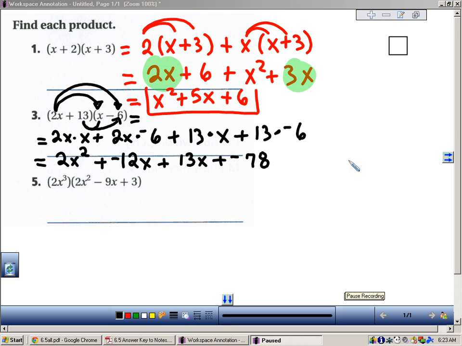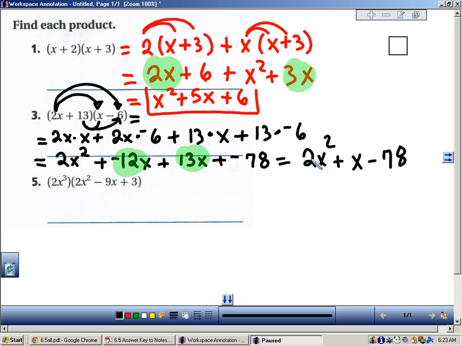So there it is. I multiplied the terms. And let's combine our like terms. And so the polynomial written in standard form is 2x squared plus x minus 78. We also know that the degree of the polynomial is 2, the constant is negative 78, and the leading coefficient is also 2.